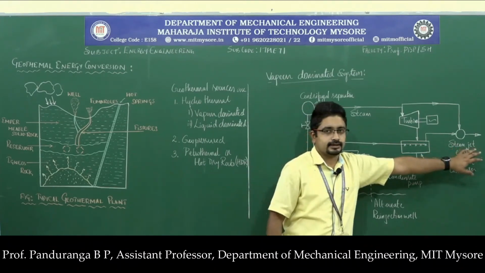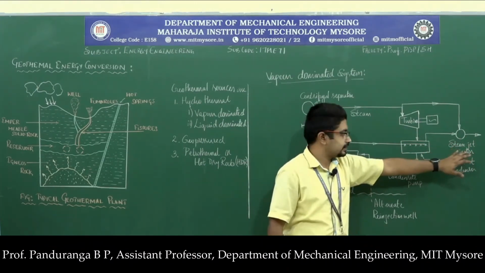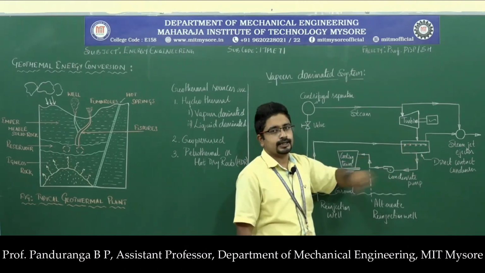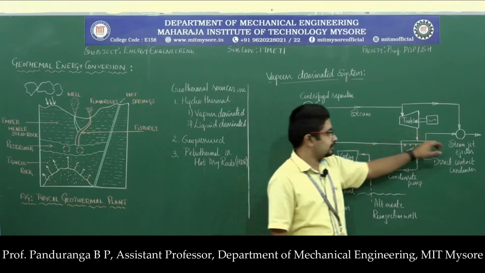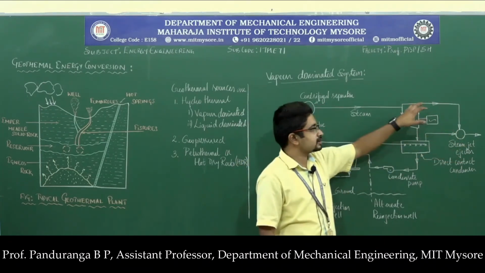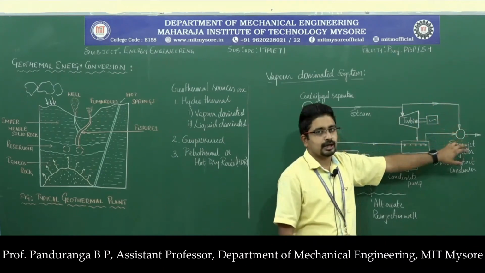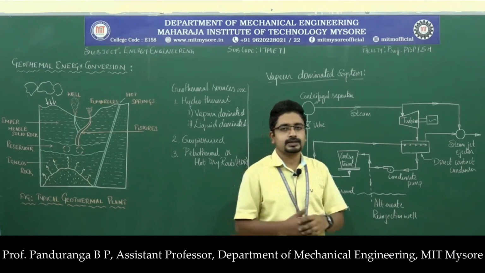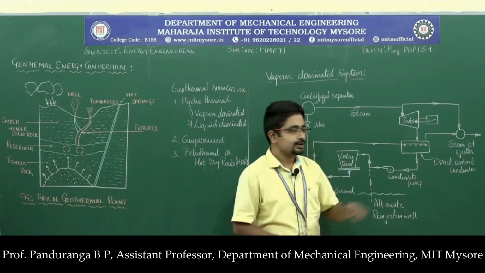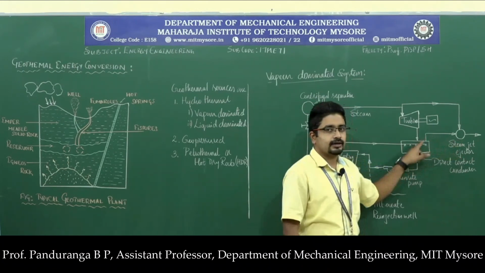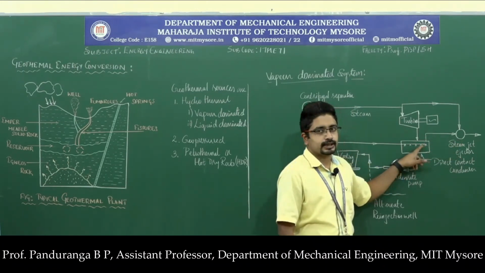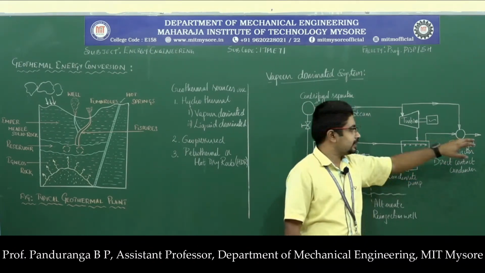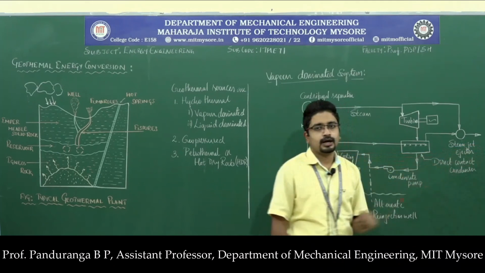a steam jet ejector. The function of the steam jet ejector is to remove non-condensable gases from the condenser. This works because we are supplying high pressure steam into the steam jet ejector. As the steam jet passes through the ejector at a high speed, that also pulls the non-condensable gases which are present in the condenser with it, and that will be exhausted to the atmosphere.